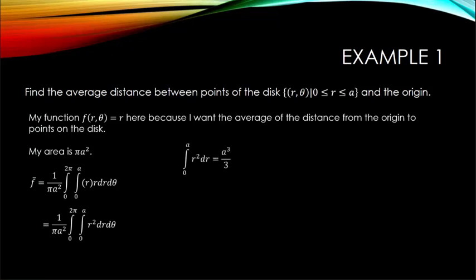The inner integral is the integral from 0 to a of r squared dr. This is just equal to a cubed over 3. I plug that into my outer integral with the 1 over area term in front. I get 1 over pi a squared times the integral from 0 to 2 pi of a cubed over 3 d theta, which is equal to 1 over pi a squared times a cubed over 3 times theta, evaluated from 0 to 2 pi. I plug in those limits of integration and simplify my expression, and I get an average value of 2a over 3.